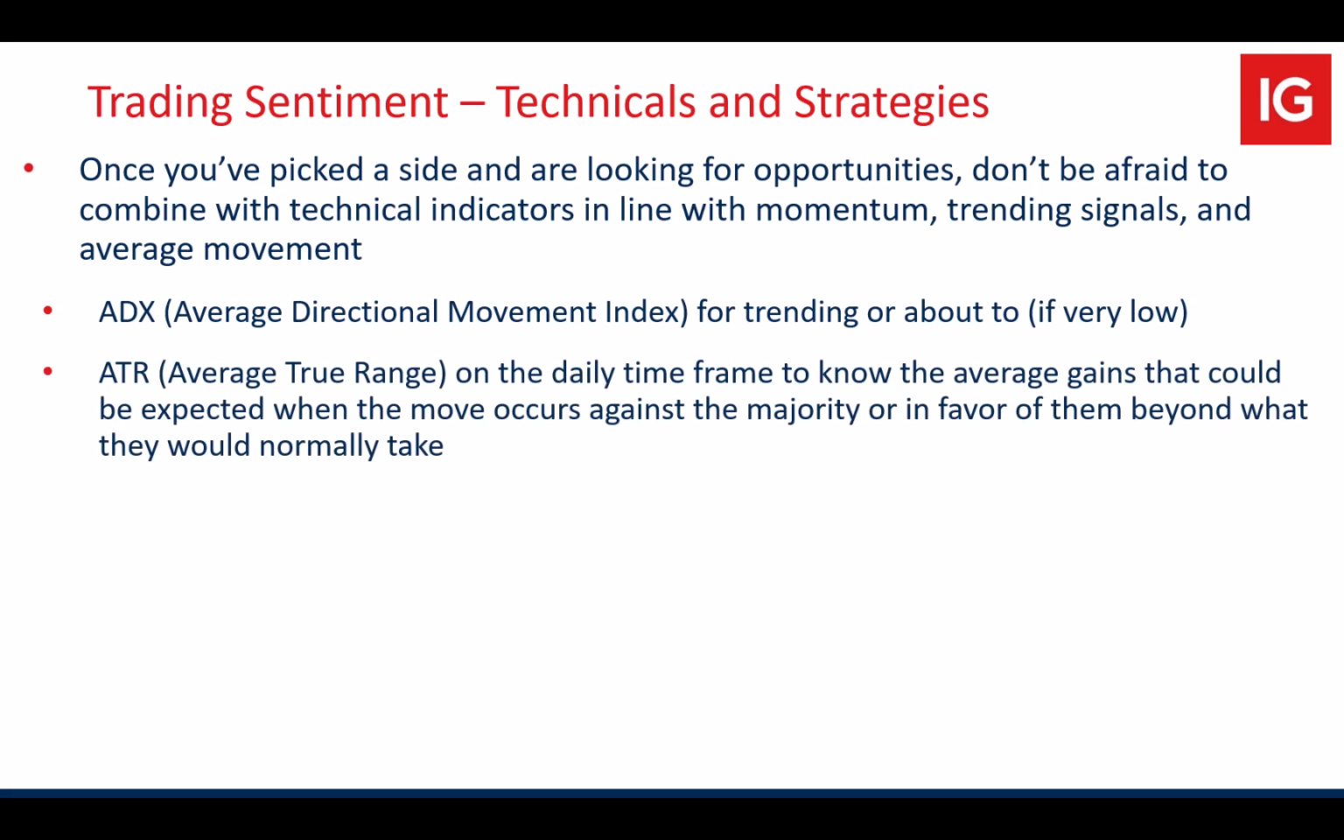And average true range on a daily time frame, to know what the average gains could be expected when a move occurs against the majority or in favor of them, beyond what they would normally take. So if the ATR tells you on average you're getting 80 points in, say, Euro USD, and they're looking for a take from where they got stuck of 20 or 30, but the move offers more room for movement, that means it can then afterwards go, say, 80 points or 70 points in favor.